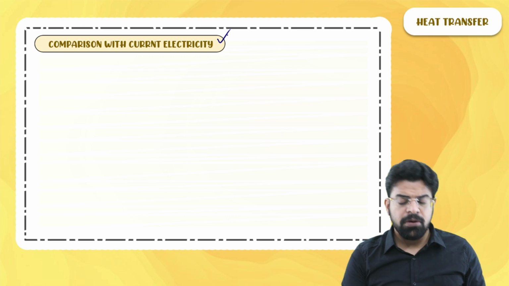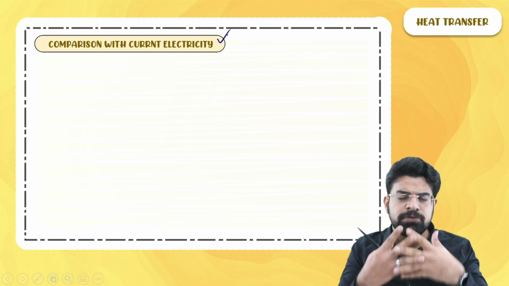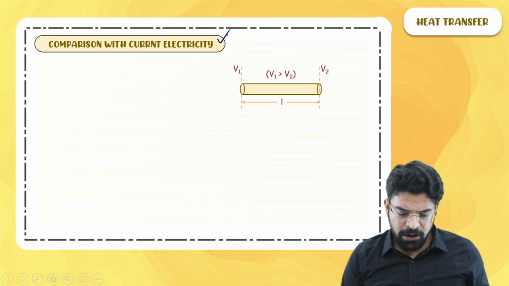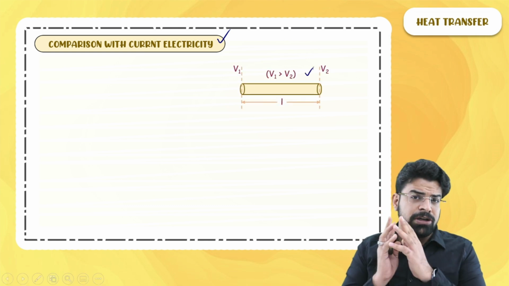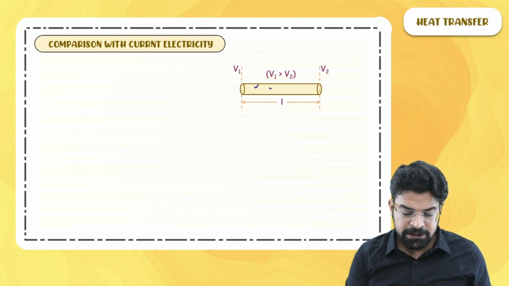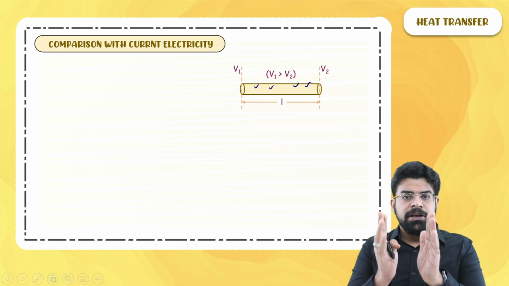So moving on. Comparison of heat transfer with Ohm's law, or you can say with current electricity. If we have a rod, a conductor rod, which conductor? An electrical conductor. And let's say we have placed this electrical conductor between a potential drop.